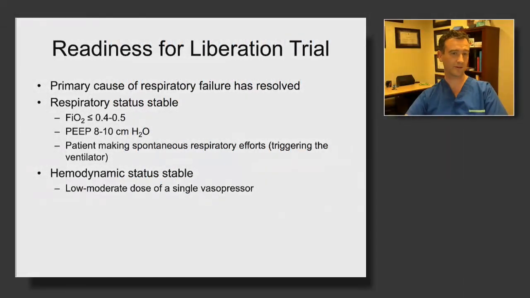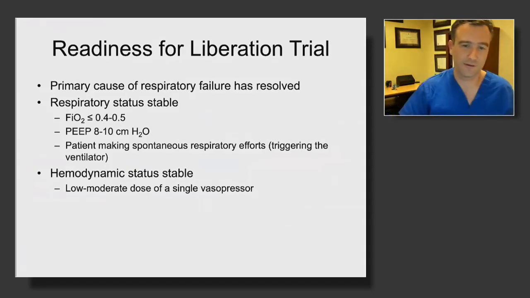Then the next criterion is that they have stable respiratory status. They're not that hypoxemic. Their FiO2 is no higher than 0.4 to 0.5. Different centers use different criteria, so this is why I'm putting some ranges here. But they're not that hypoxemic. Their PEEP is not that high. Again, typically centers will use 8 or 10 as a maximum level of PEEP for doing a spontaneous breathing test. And of course, the patient has to actually be breathing. They have to be triggering the ventilator and making spontaneous respiratory efforts in order to do a spontaneous breathing test.